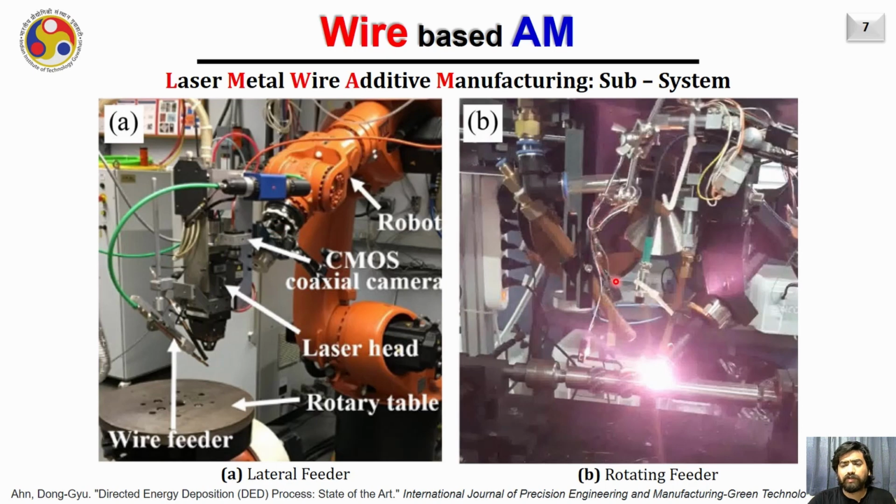On the other hand, what you are seeing here in this diagram is a rotary wire feeder, in which the wire feeder can rotate around the laser head in such a way that the desired deposition direction can be maintained. This is the wire feeder here which is feeding the wire, and it is capable of rotating around this system. Of course, in such cases the system becomes very bulky, as you can see here as well.